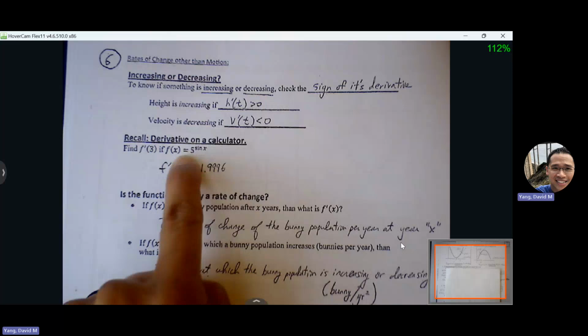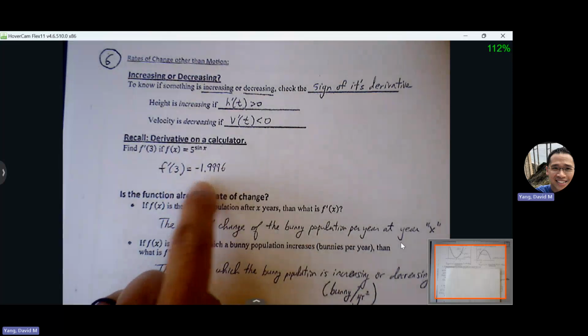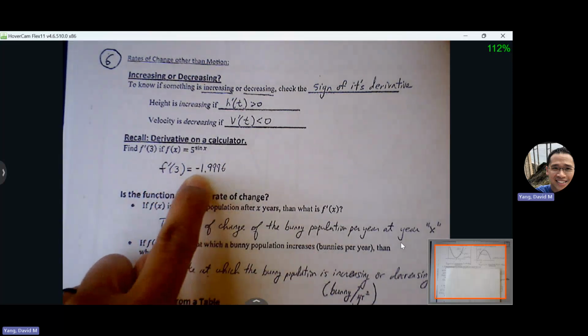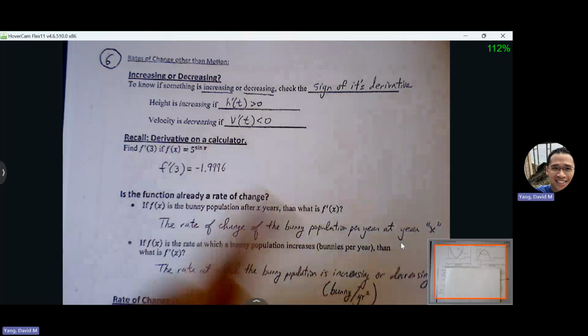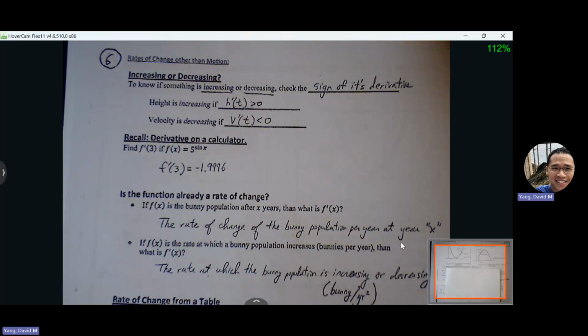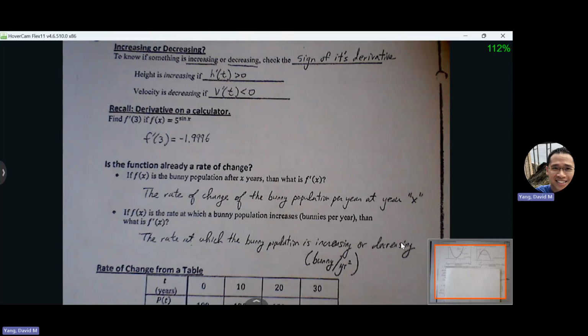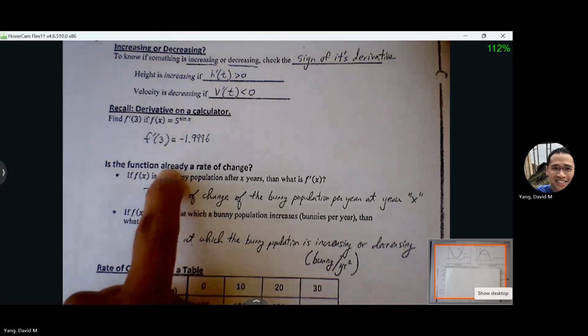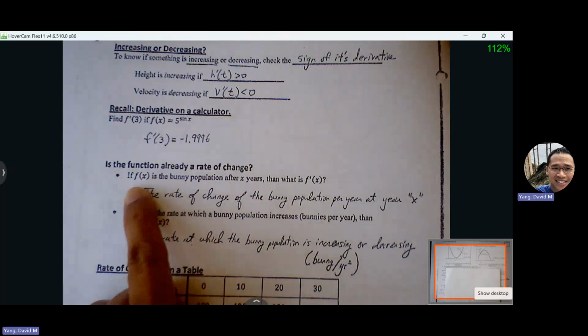I'll show you the derivative on the calculator a little bit later. So right now, you just know that there is a feature in the calculator that allows us to evaluate the derivative at a point. But let me show that to you later.